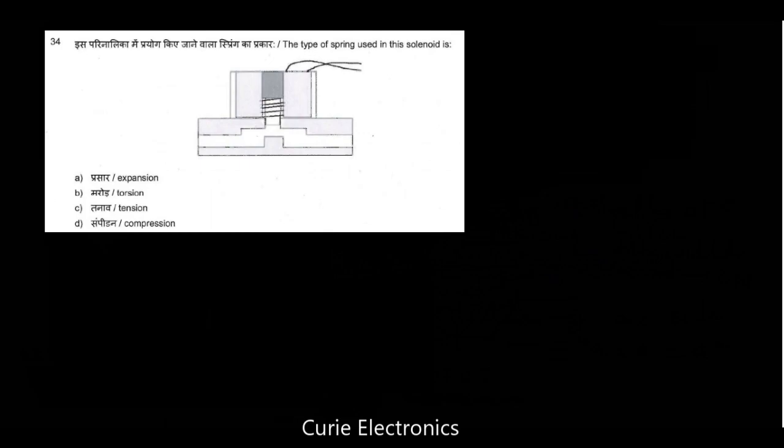Question number 34. The type of spring used in a solenoid is... See, in a solenoid, when you apply the voltage or current, it pulls, and when you release the voltage or current, what happens? This spring expands and pushes back. So it is an expansion. The spring used is an expansion type spring.